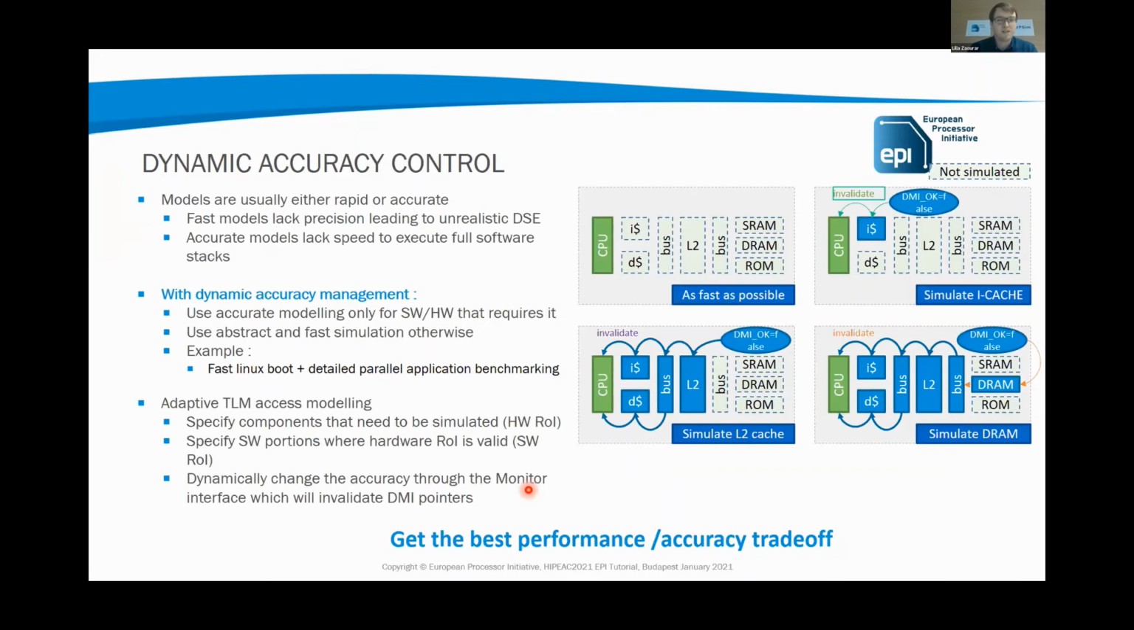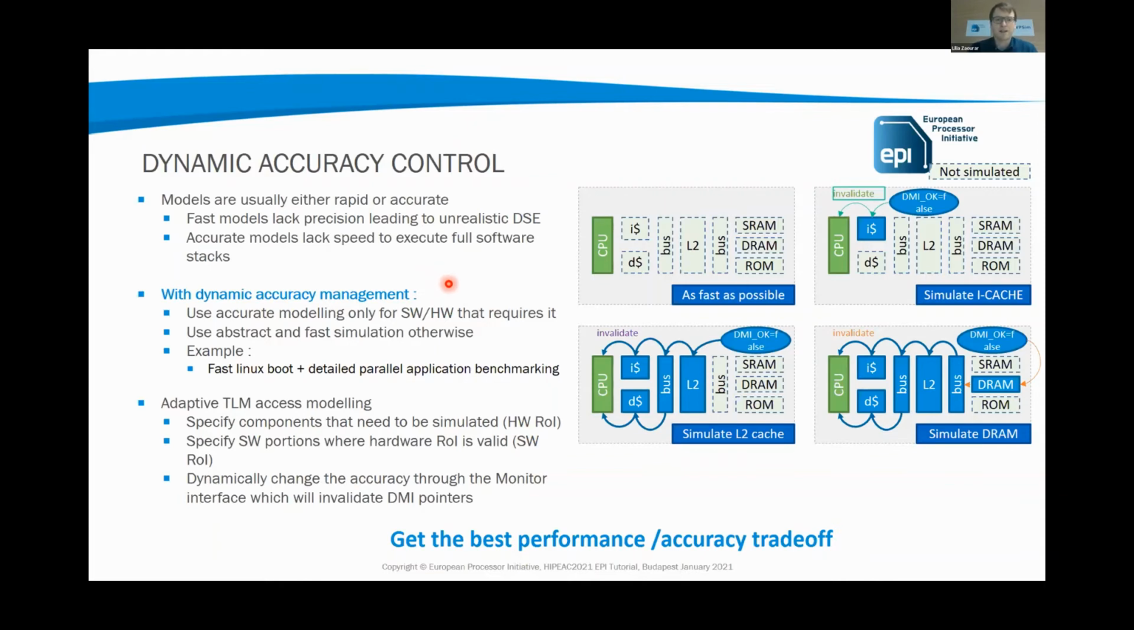Speaking about speed, it is well known that it's impossible to have both fast simulation and accurate simulation, because the rapidity comes at the expense of loss of accuracy and loss of detail. Usually fast models lack the precision needed for efficient design space exploration, while accurate models lack the speed to really encompass the full system simulation, especially for large-scale systems such as the EPI platform.